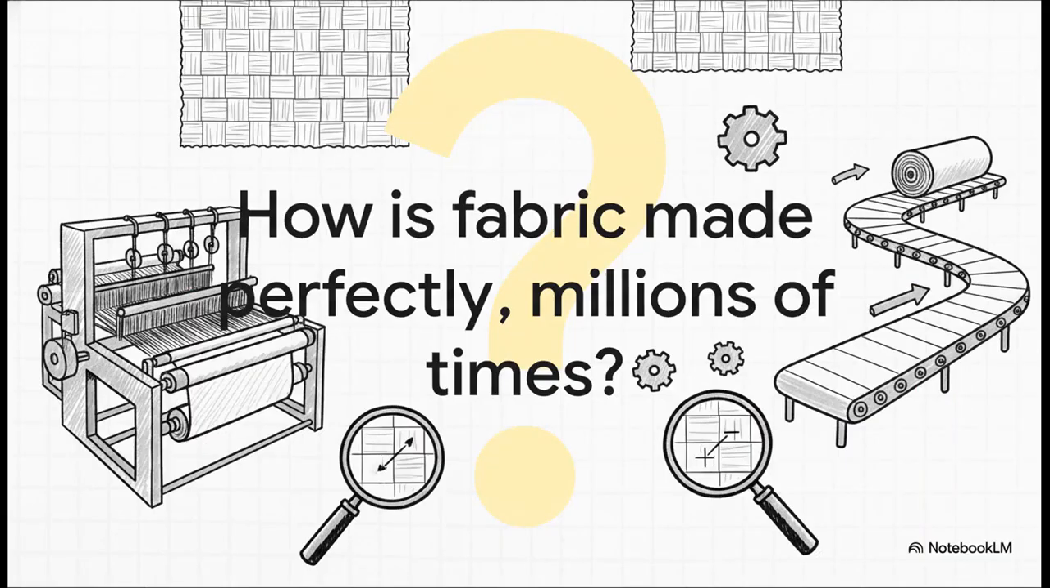Because that's the real challenge, isn't it? I mean, making one perfect yard of fabric is one thing, but doing it on an industrial scale where one tiny microscopic error can have just massive consequences, well, that's a whole different ballgame. So how on earth do they pull it off?